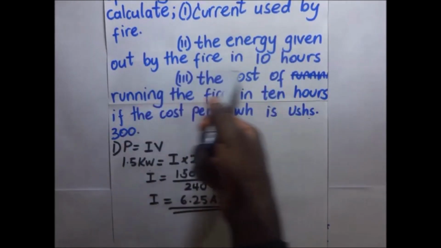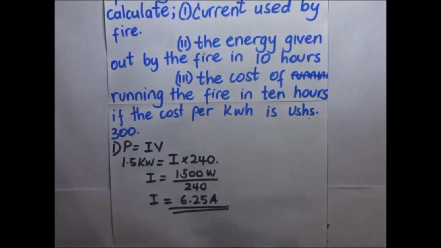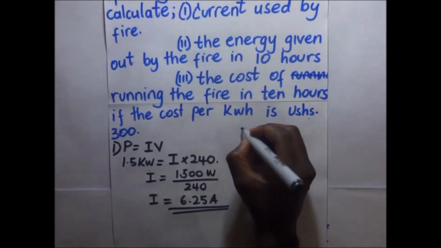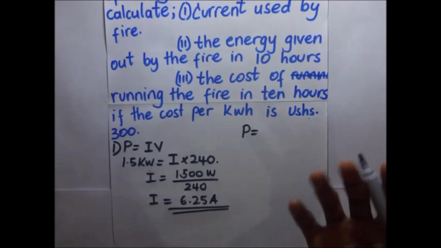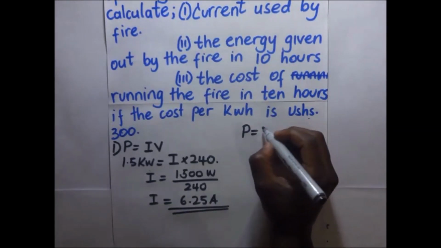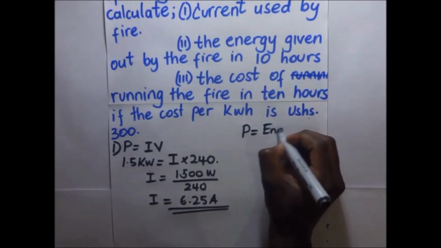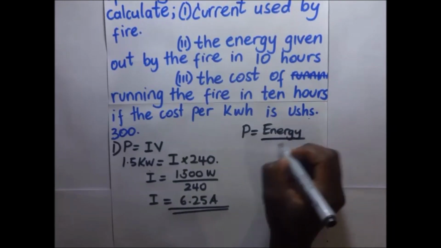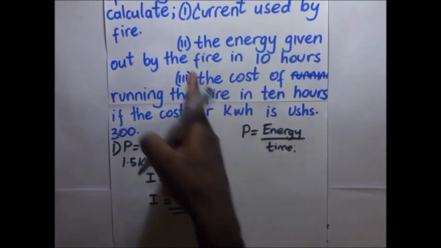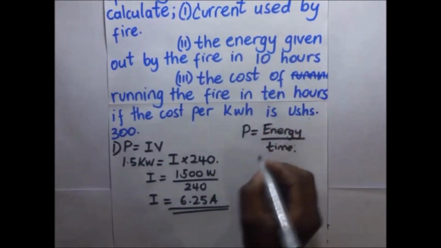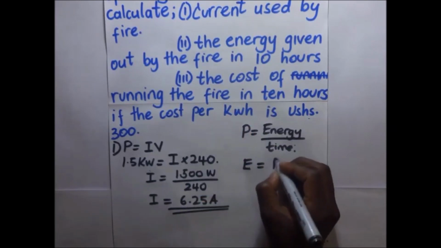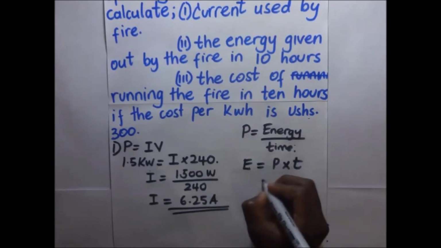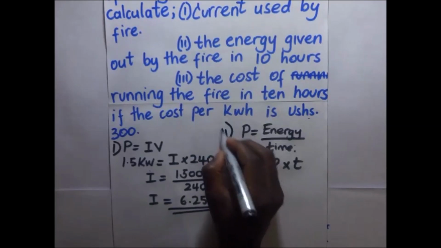The energy given out by the fire in 10 hours. Now we know that power is the rate at which work is done. And we know that when work is done, that is energy, meaning that power is going to be the energy over time. So to get the energy given out by the fire in 10 hours, energy is going to be equal to the power times time. This is Roman 2.